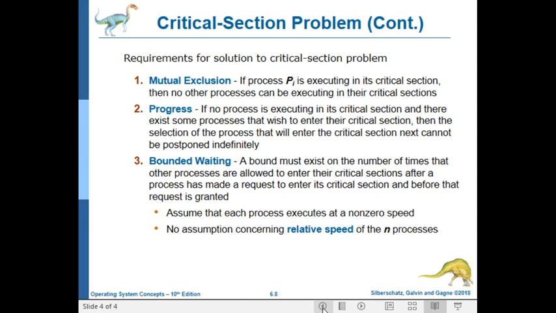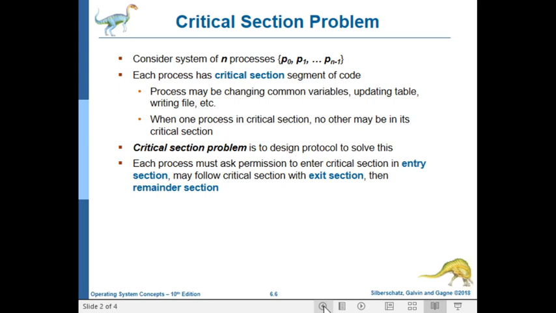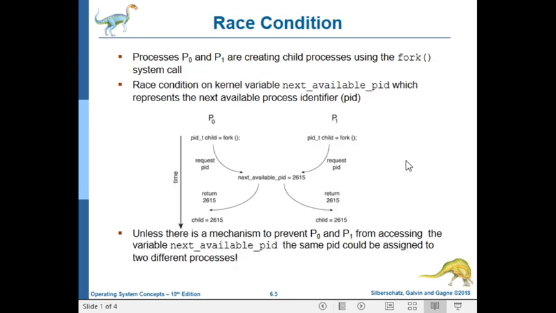Okay, now we look at one example of race condition. So for this purpose, we need to look at slide 6.5. Okay, so this is one example of race condition. So let's say we have two processes, P0 and P1. Both of them are creating a child process using the fork system call.